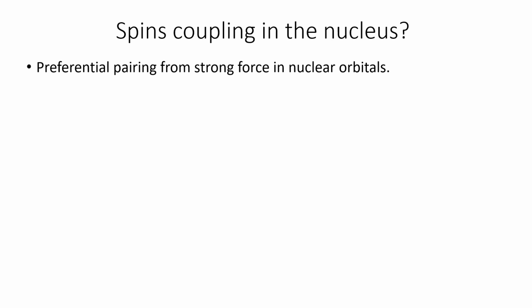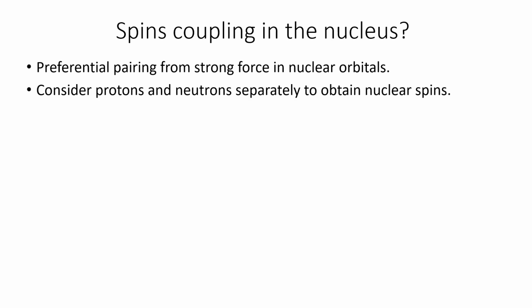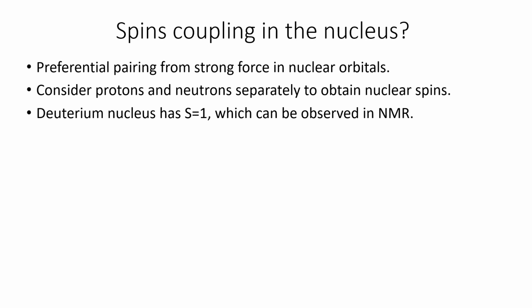So it's like a whole new kind of ball game in a way, what's going on in the nucleus. But actually, in NMR we do need to know what nuclear spins are when we're doing the experiment, and in fact this could be worked out by considering protons and neutrons separately. And an interesting one actually is deuterium. So of course this is heavy hydrogen, where you've got a proton and a neutron in the nucleus.